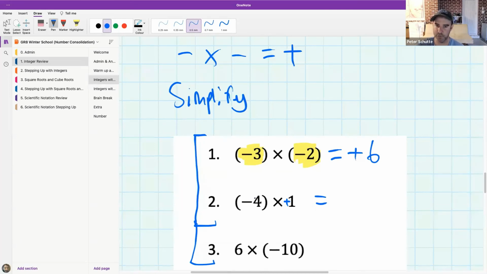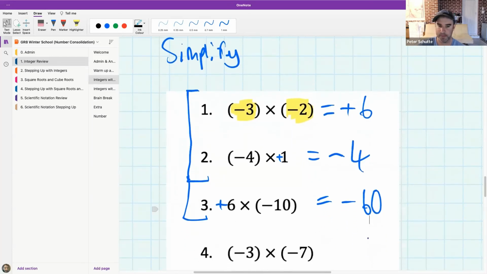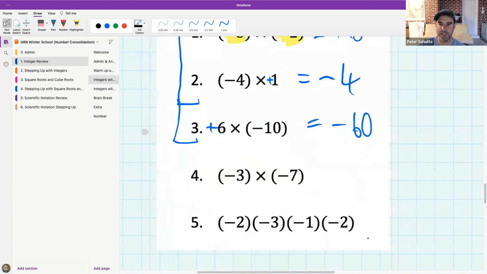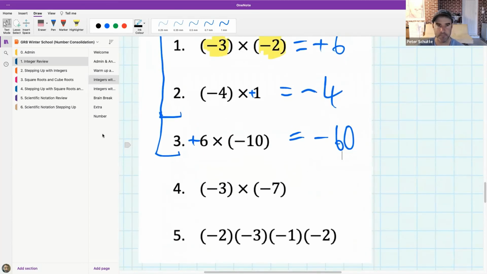So for number 2, -4 times +1 ends up being negative, and you get 4. And then for 3, you've got +6 times -10, which is negative, and 6 times 10 is 60. It's really important, guys, no calculators here. You're just using the logic. Now I want you to do 4 and 5 for me. What's the answer for 4 and 5?